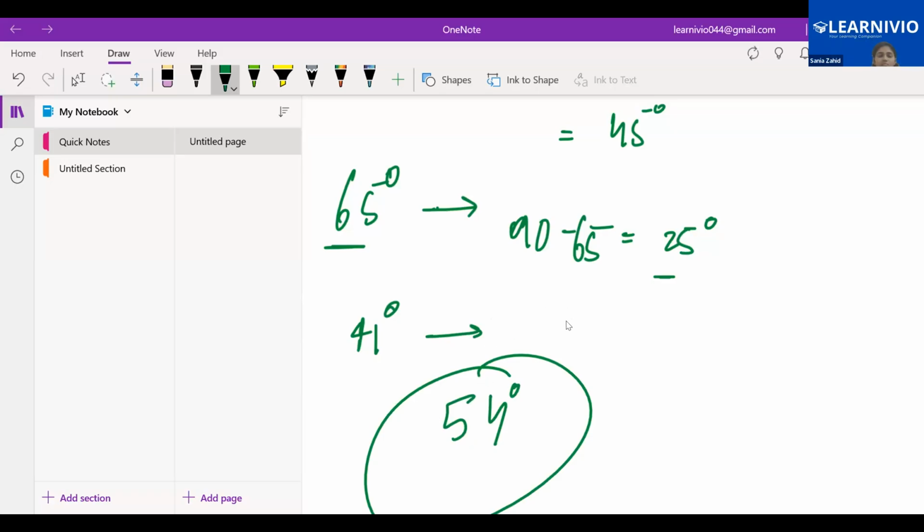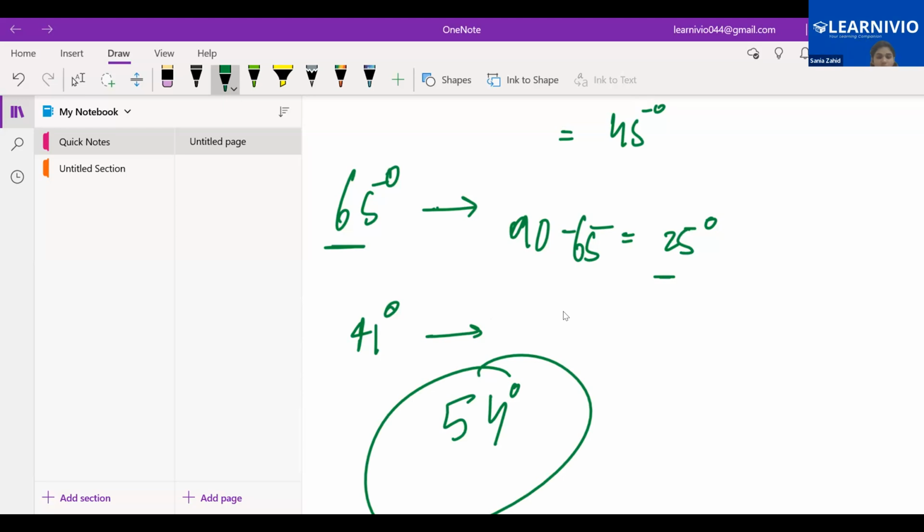49. How will you find the complement? By mistake, I subtracted by 90.